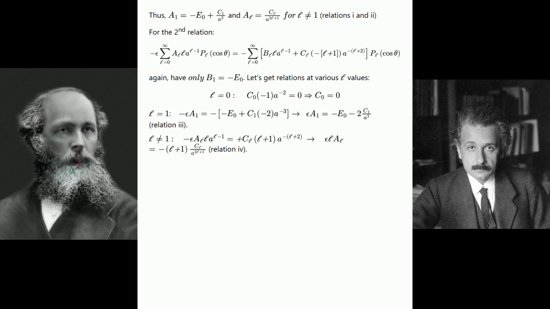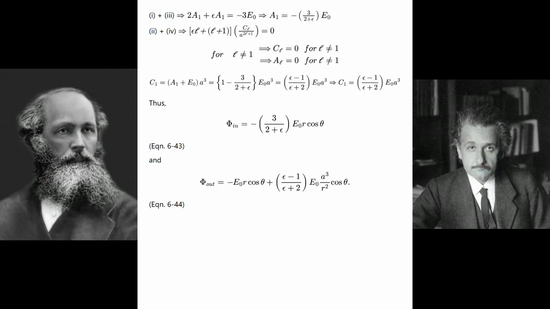For l not equal to 1: negative epsilon a_l l a raised to the l minus 1 power equals positive c_l (l+1) a raised to the negative (l+2) power, so epsilon l a_l equals negative (l+1) times c_l over a raised to the 2l plus 1 power, relation 4. 1 plus 3 gives 2 a_1 plus epsilon a_1 equals negative 3 E_0, so a_1 equals negative 3 over (2 plus epsilon) times E_0.